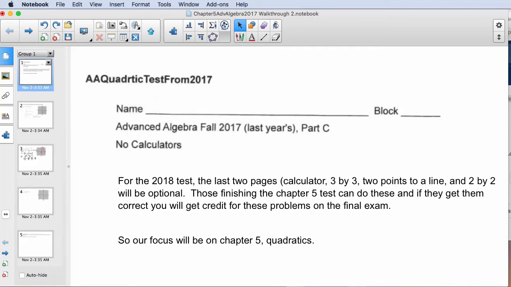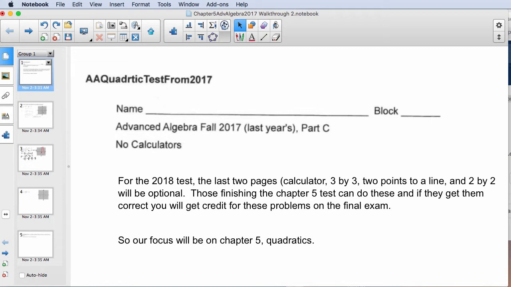This is Gary Anderson, and this is a walkthrough of my 2017 quadratic chapter test for advanced algebra. The test that's given in 2018 will be very similar.